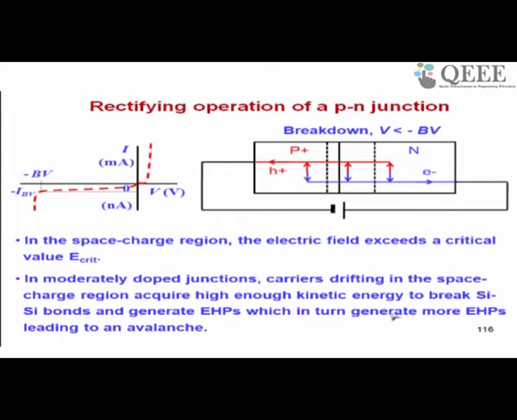In moderately doped junctions, I will explain in a little more detail because it can be understood easily. Carriers drifting in the space charge region acquire high enough kinetic energy to break silicon-silicon bonds and generate electron hole pairs, which in turn generate more electron hole pairs, leading to an avalanche. So you see what is happening? There is extra generation in the space charge region shown by this. Why? Because consider the following situation.